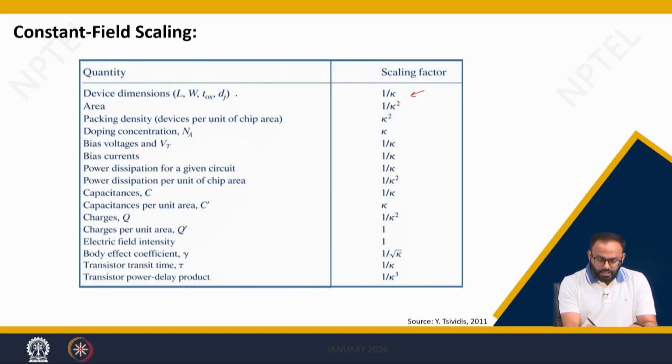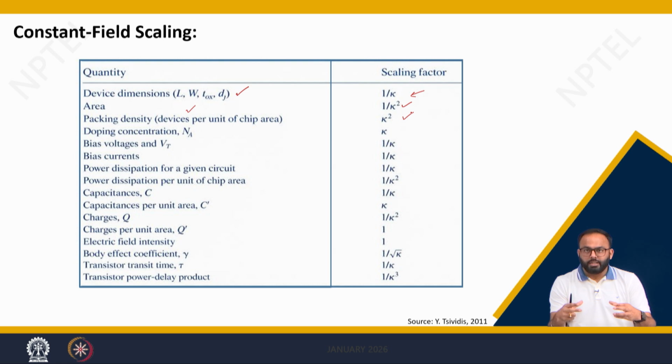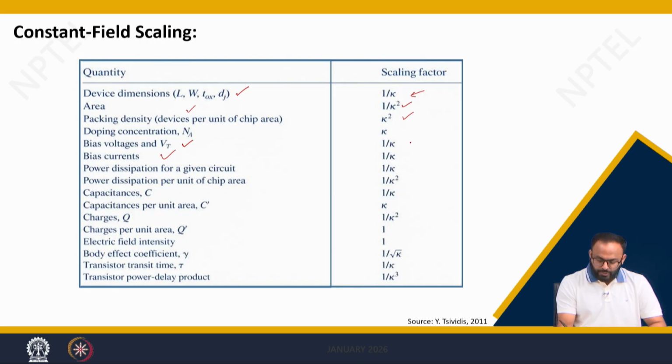Like we have mentioned that the device dimension will be scaled by 1 by k, the area will be 1 by k square. Similarly, packing density k square times, that is what the meaning, right. You have long channel devices, and when you are shrinking down devices, the packing density will be increased. Similarly, the bias voltages, bias current, you will get all these multipliers, either it is 1 by k, 1 by k square or so.